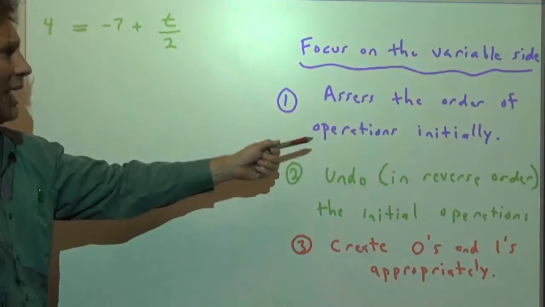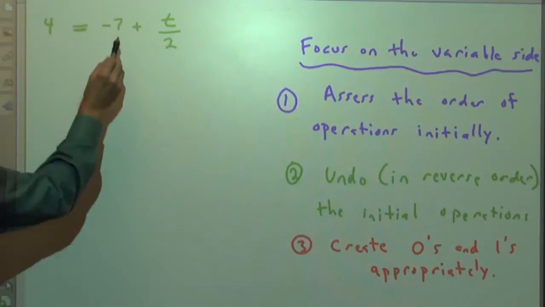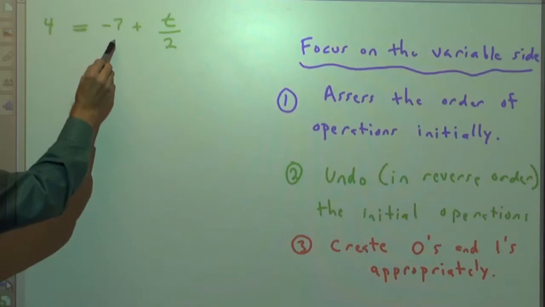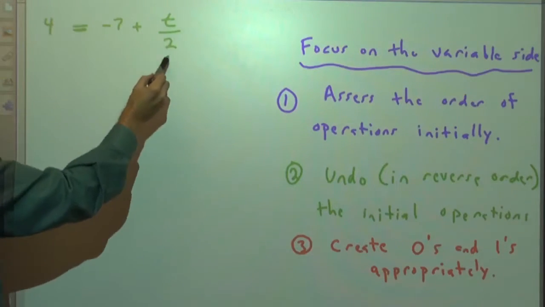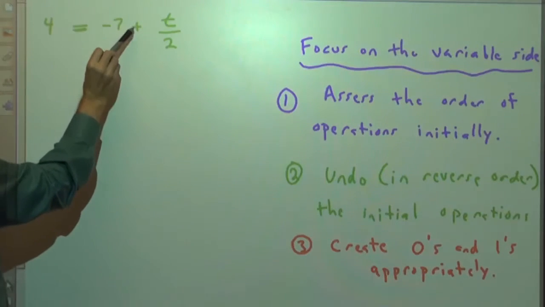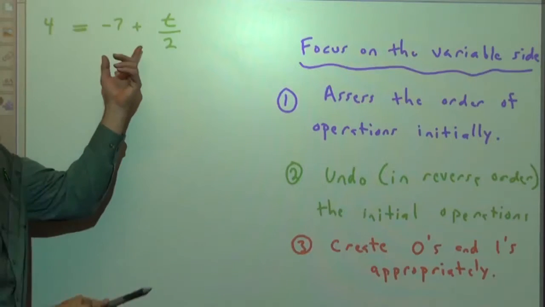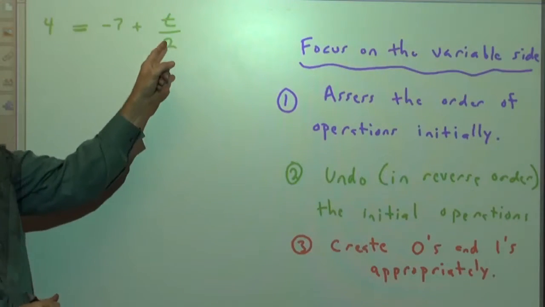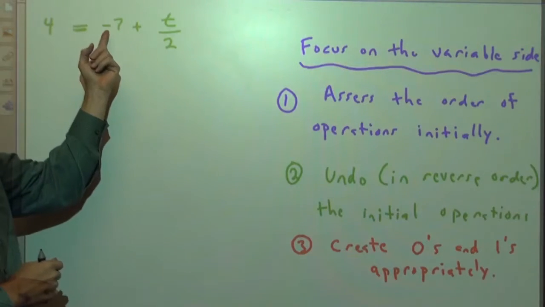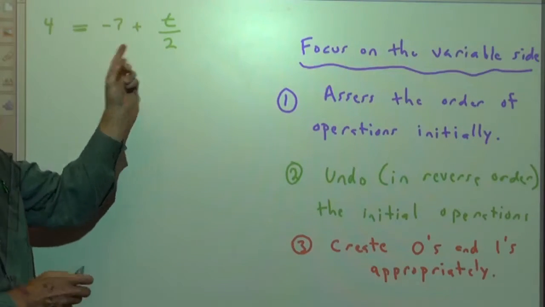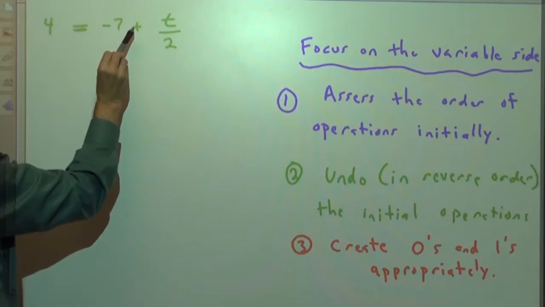And let's do this one. Focus on the variable side. Assess the order of operations that initially happened. Over here, we took negative 7 plus this result. But that meant that we had to take care of this result before we could do the operation of addition. So once again, whatever t was, it had to get divided by 2 first. Then you could take the negative 7 plus that result. So initially, the division was done first and then the addition.